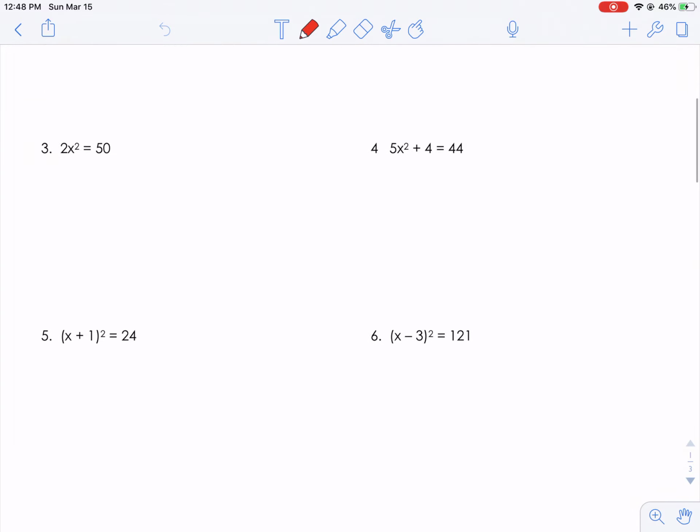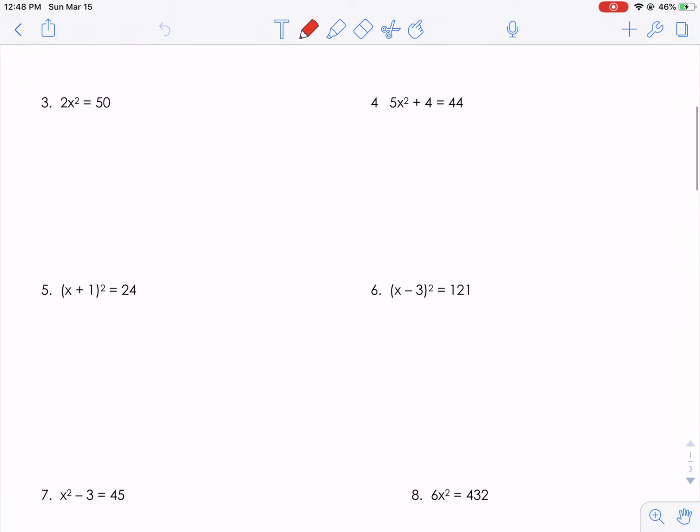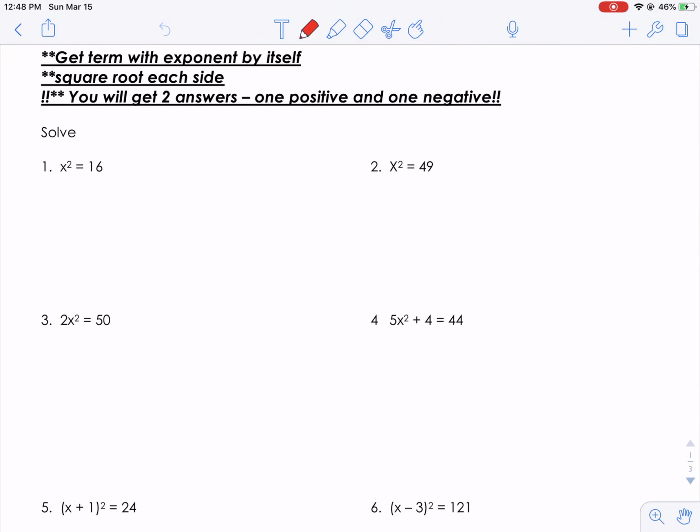If you look at all the problems on this page, you have no x term. The only thing you've got on there is either an x squared or parentheses squared. So this method does not work if you have something like x squared plus 2x equals 25. Okay, this method does not work if you have that extra x term there. So be very vigilant in looking at your problems before you decide to use this method.